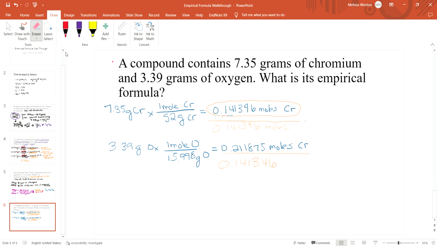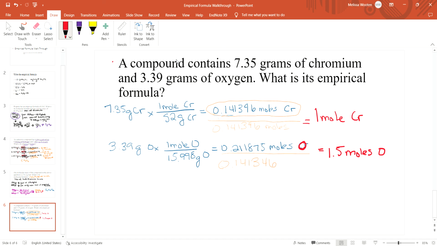Alright. We're going to have 1 mole of Cr because we divided it by itself. And we're going to get, oops, I wrote that wrong. It's supposed to be oxygen. And we're going to have 1.5 moles of oxygen. So how do we deal with that?